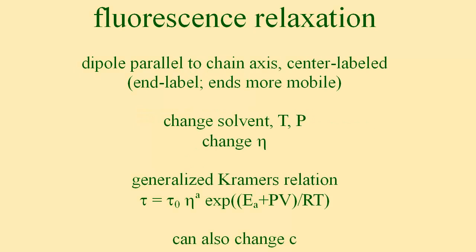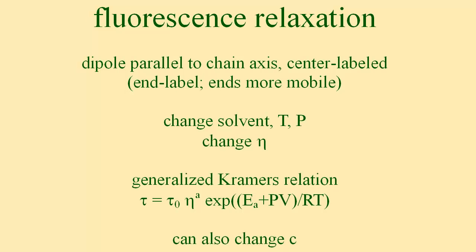First, we consider how chain motion, local motion, is sensitive to the local viscosity. We get this information out of fluorescence relaxation. We've inserted into the chain a submolecule, a monomer, whose dipole is parallel to the chain axis. It's relaxed by local chain rotation. The way we can change the viscosity is to change which solvent we're in, to change the temperature, to change the pressure. That's a lot of changes, but the changes are found to be consistent with a generalized Kramers relation, tau proportional to eta to the a, where the exponent is indicated.